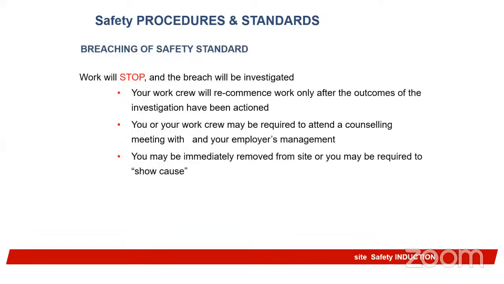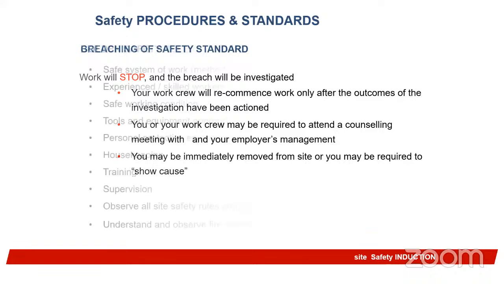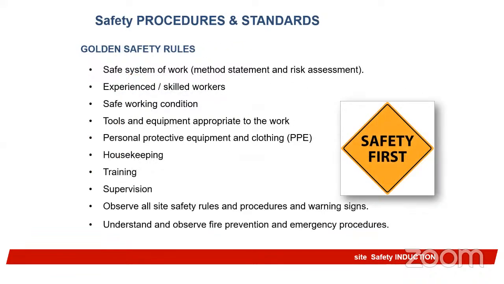So you talk about breaching of safety standard, work will stop and the breach will be investigated. You talk about what is obtainable when it comes to breaching of safety standard. Then you talk about the golden safety rules. I think most of us are acquainted with this already. The safety system of work, method statement, the experienced key workers, tools and equipment appropriate to the work.